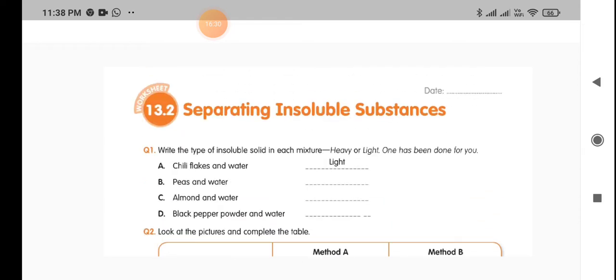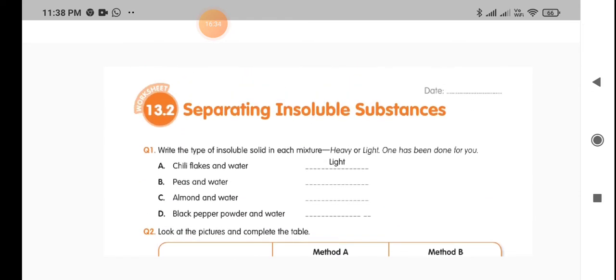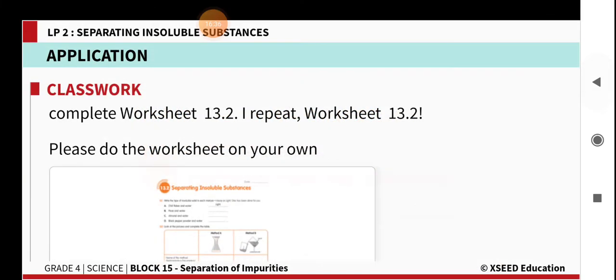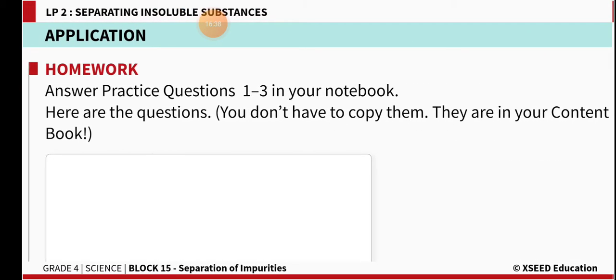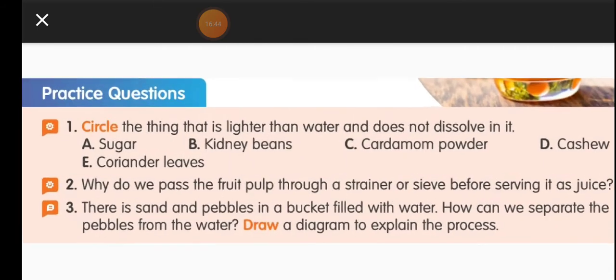So, understood, children, the different methods we are using to separate the insoluble substances. Now we will move on to the practice questions. Before moving on to the practice questions, read the lesson clearly.